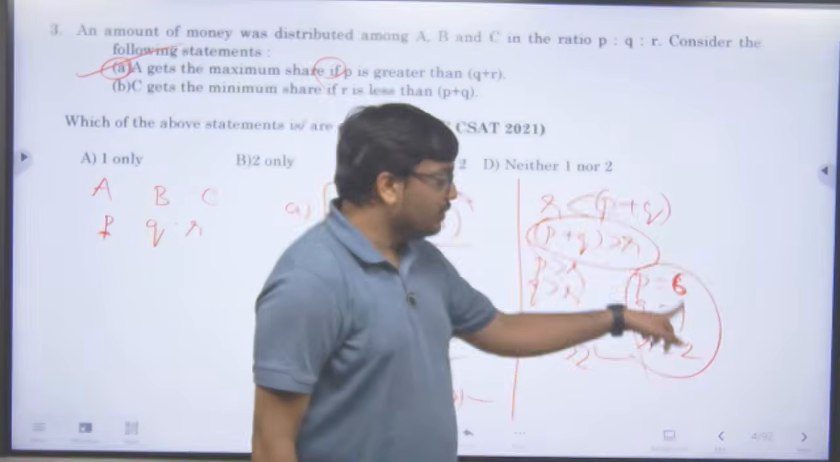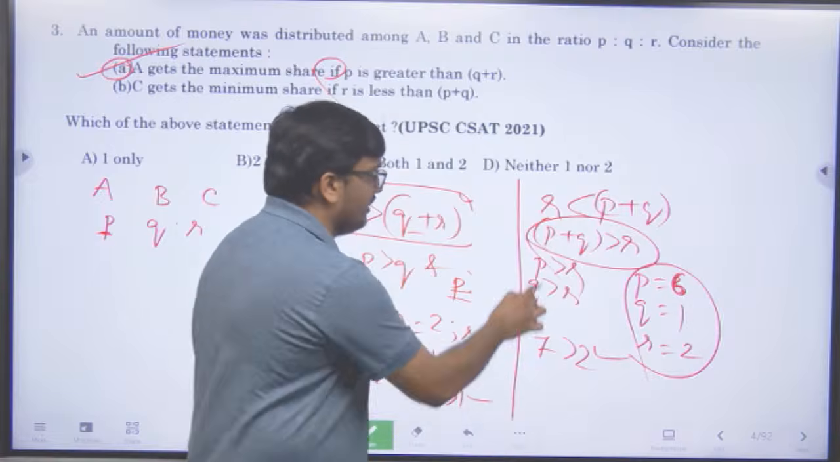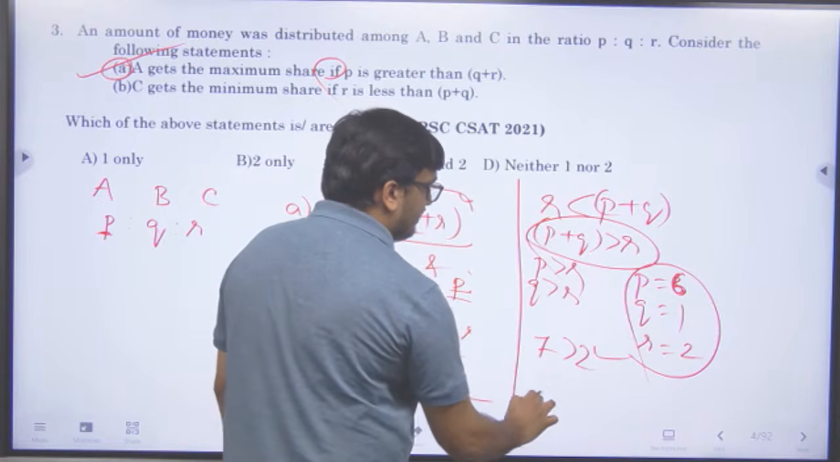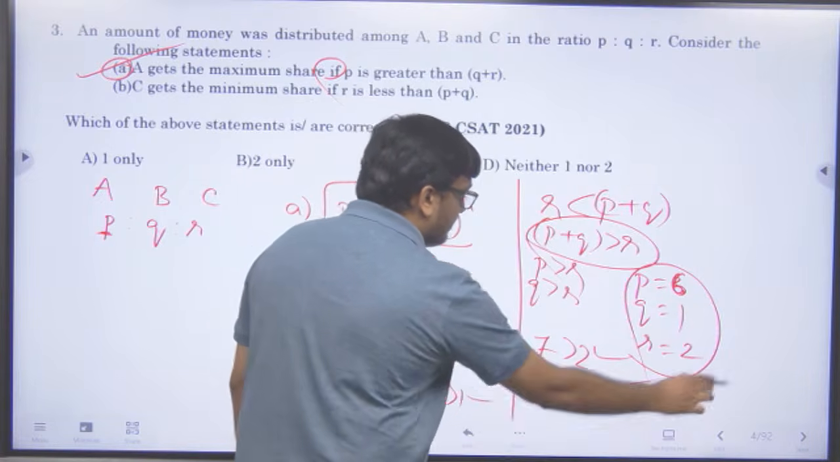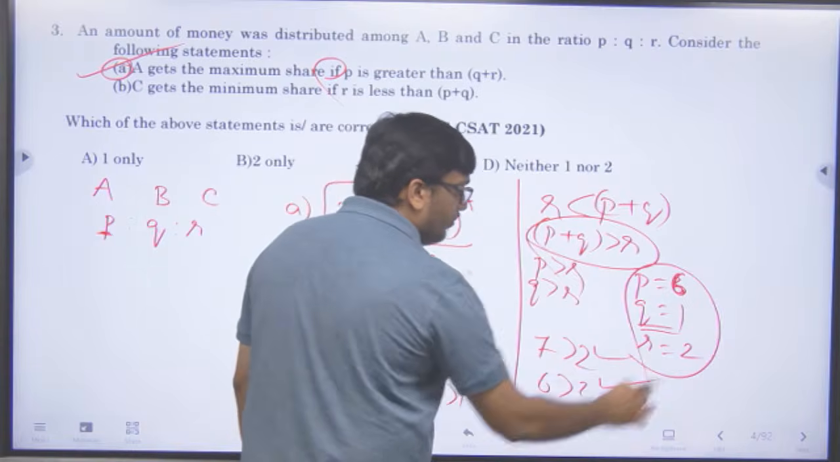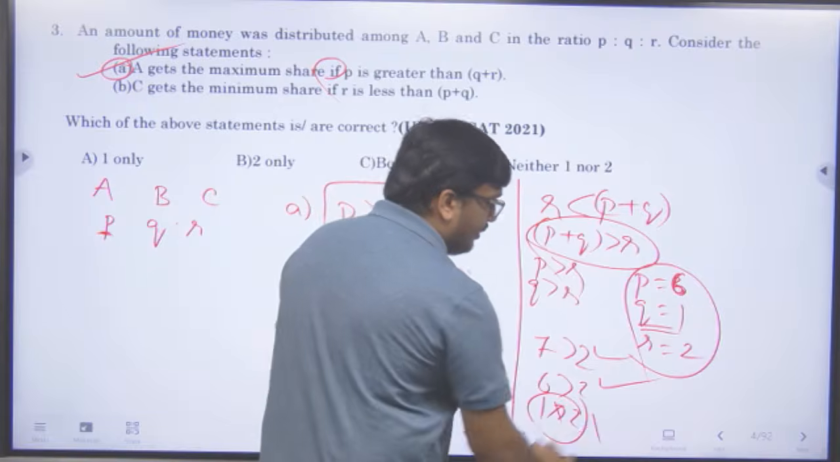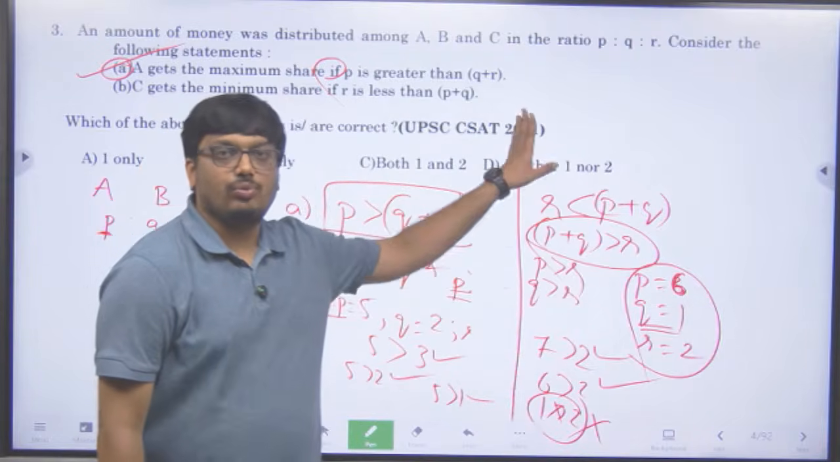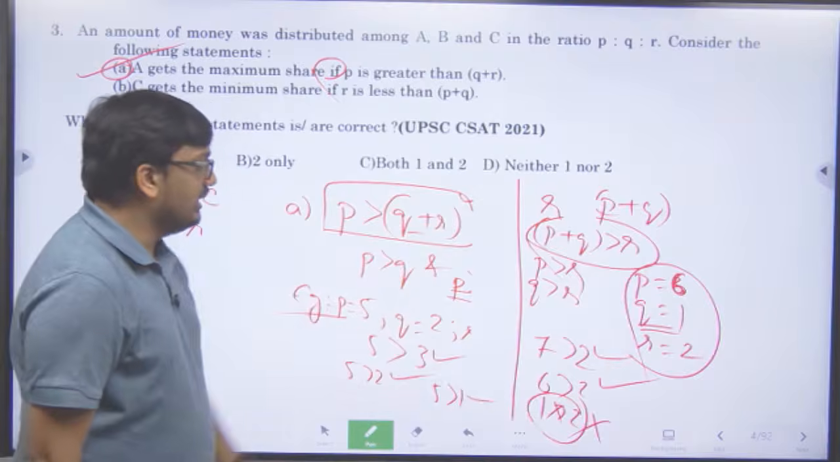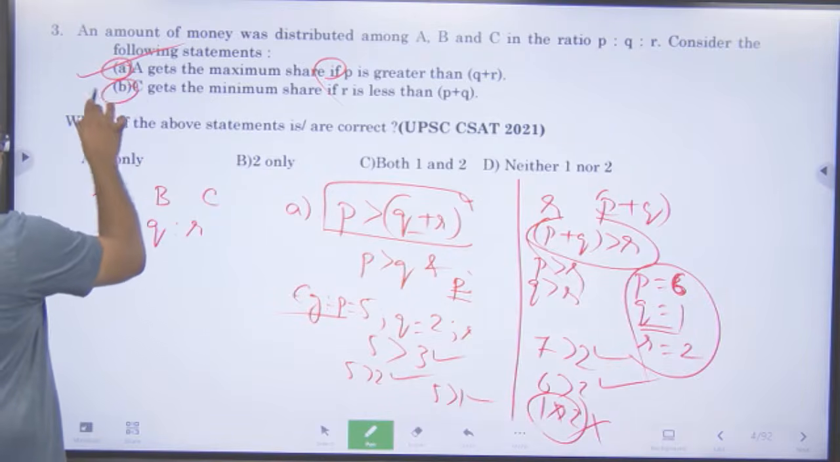For this condition, you should take values and then check for this. P greater than R. Yes, P is 6, greater than 2. That is correct. Come for Q. Q is what? 1. 1 is not greater than 2. Always you should check for worst case, not for best case. So that statement 2, that is wrong.